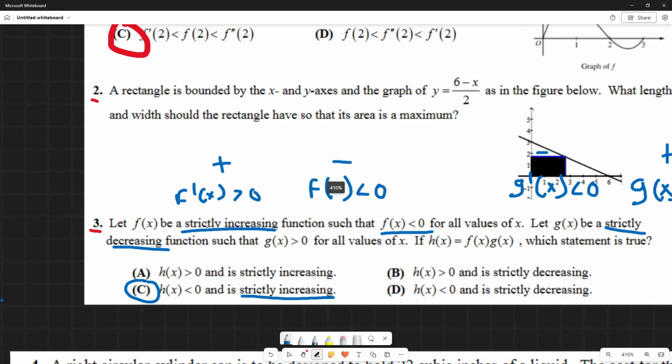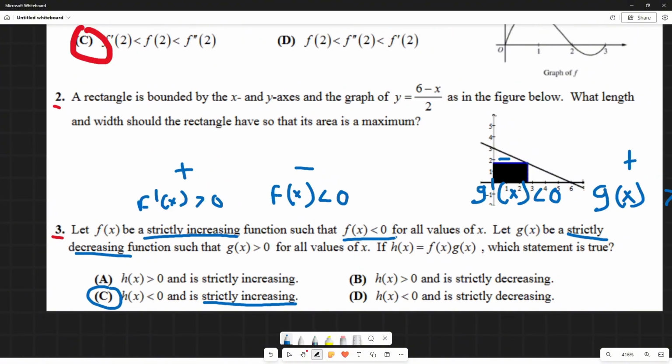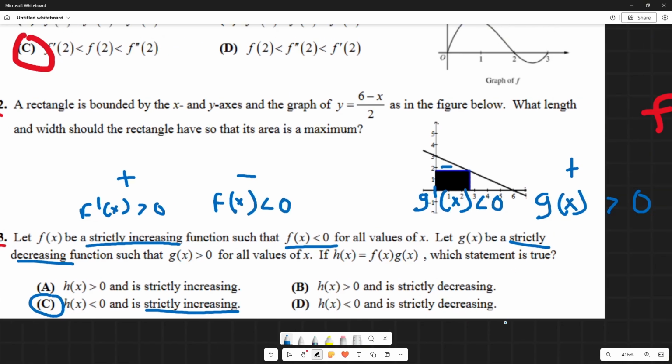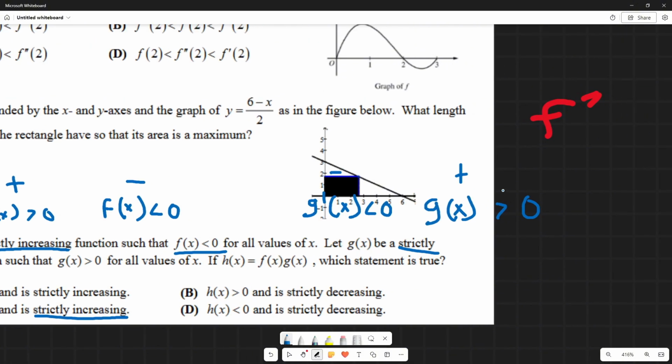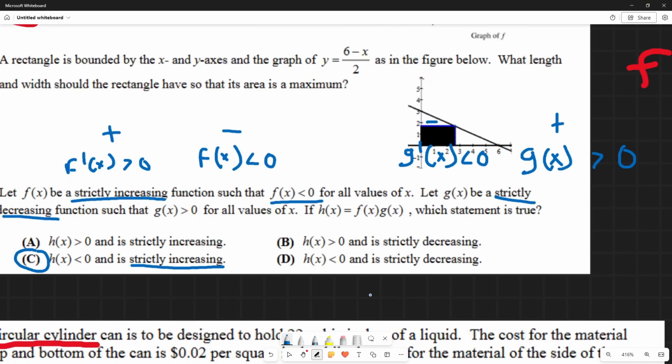So, f of x is strictly increasing, meaning that the derivative is greater than 0. So it's going to be some positive number. f of x is less than 0, which means that's going to be some negative number. The same thing goes with g of x, it's just opposite. So the derivative of g is going to be some negative number, and then g is going to be some positive number.